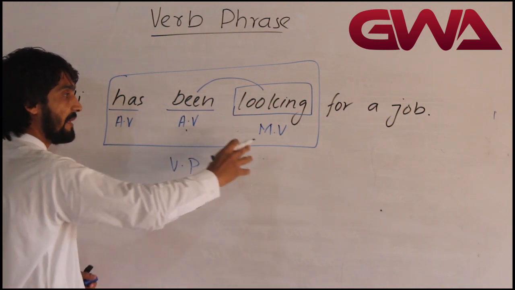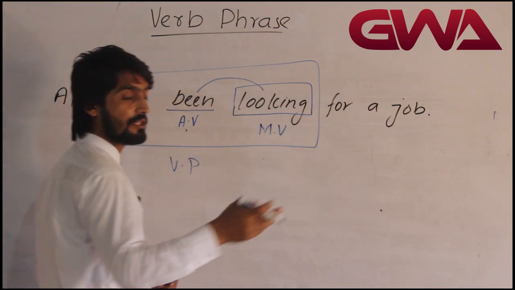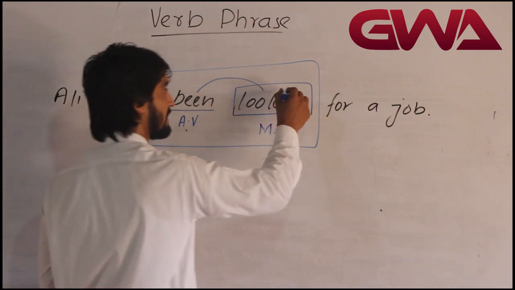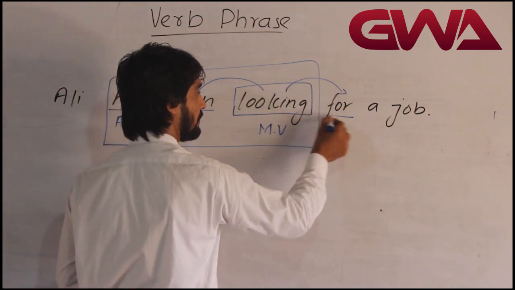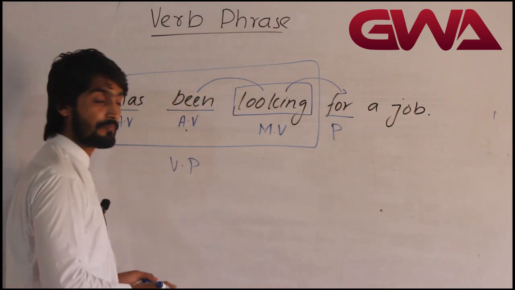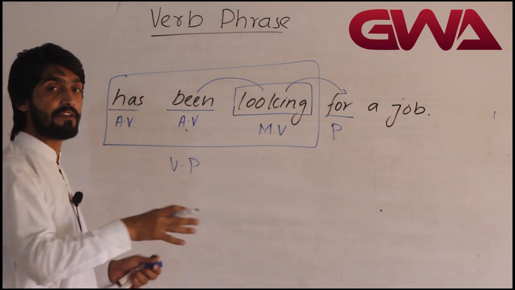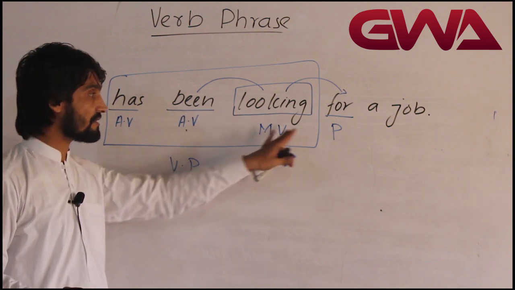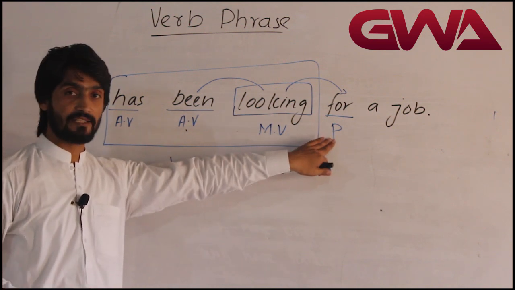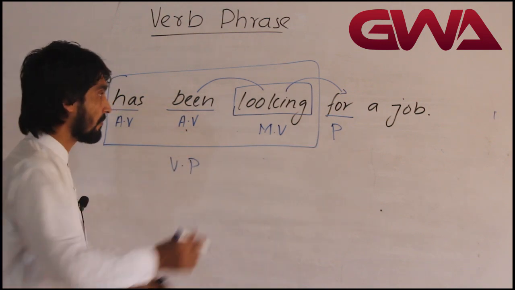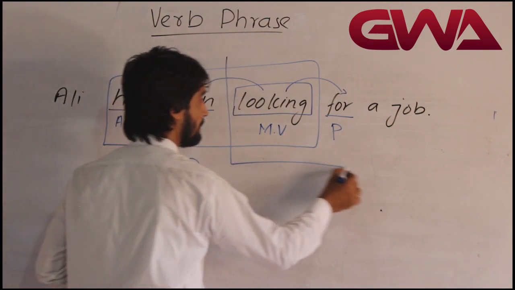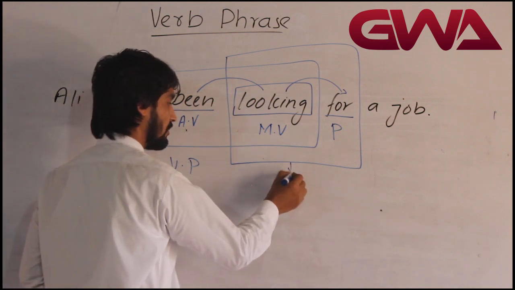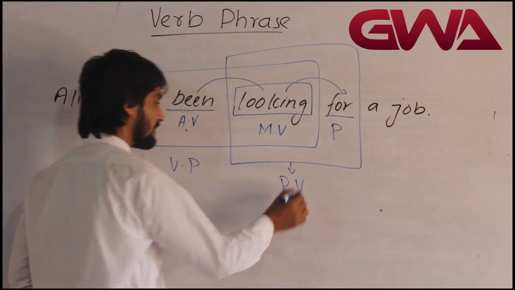Now, after the main verb, look for a preposition or an adverb or both of them. In this case, we have for. For is a preposition. Now here, look doesn't have its own meaning, which is to seem. It has a different meaning because we have added a preposition here. So main verb plus preposition with a different meaning is called phrasal verb.